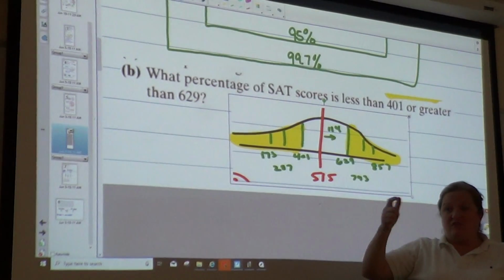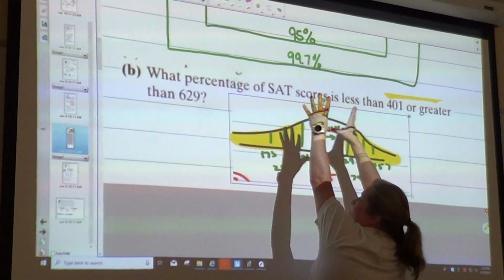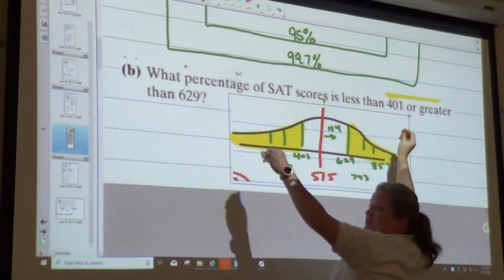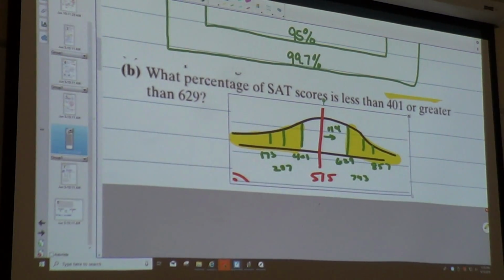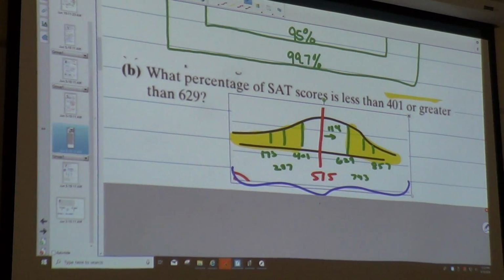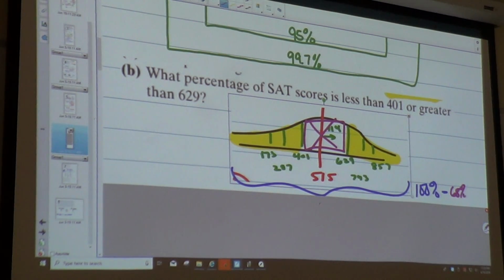So how do we get everything but the 68? Subtract it from the whole thing, which is 100. Very good. So we are going to do the whole thing, which is 100%, minus the 68.